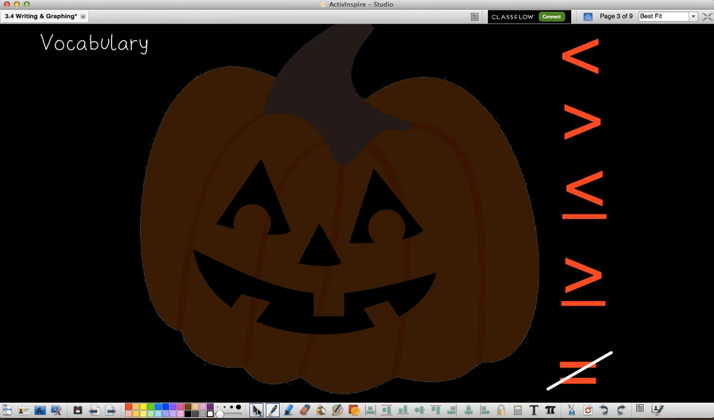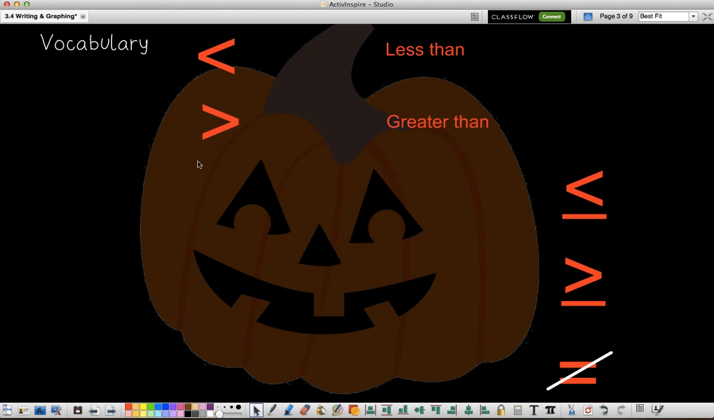Okay, and then this goes along with vocabulary, but it does not need to go in your vocabulary notebook, unless you want to put it in there, but this should go in your notes. So we have the tipped L, which is the less than sign. And then we have the opposite sign, which is the greater than sign. So you can take your left hand and make an L and tip it, and if it matches this sign, then that's the less than sign.